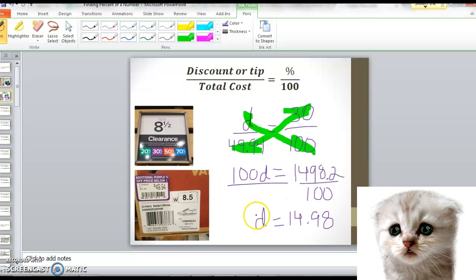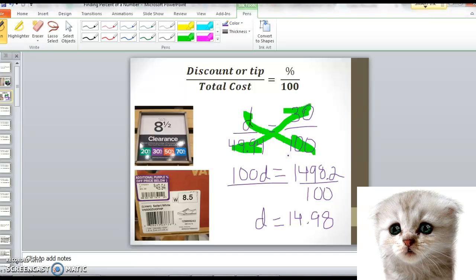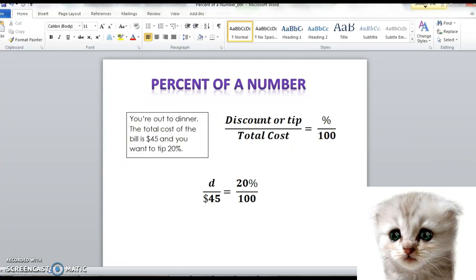There are a few other ways to calculate your discount and your gratuity. But next year in 7th grade, we're going to be applying this even more. So I want to introduce you to the concept now, so next year you're a little bit better prepared. Now, I want you to get out your graphic organizer.